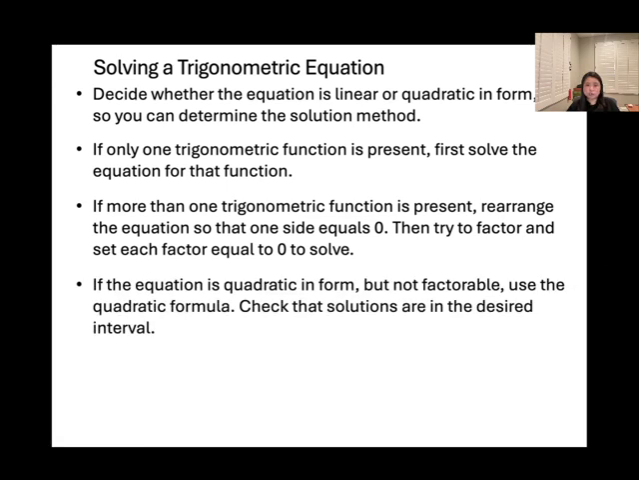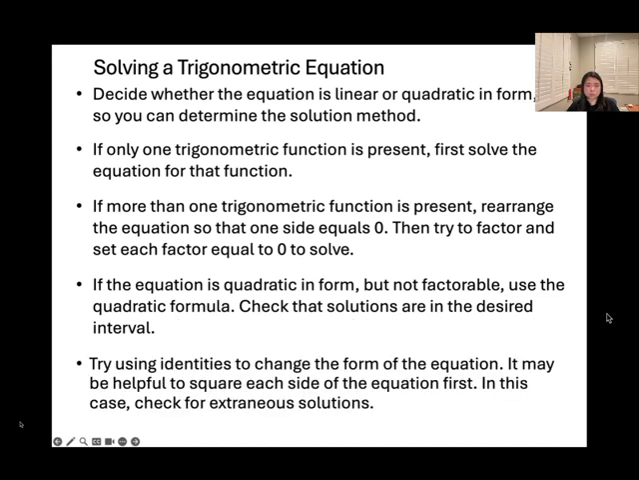If the equation is quadratic in form but not factorable, use the quadratic formula, just like our previous example. Check the solutions in the given interval. Try using identities to change the form of the equation. It may be helpful to square each side of the equation first. In this case, check for extraneous solutions, just like our last example. That's it.